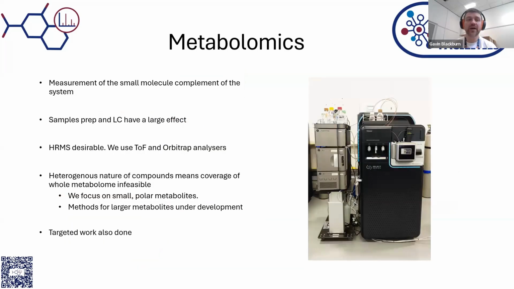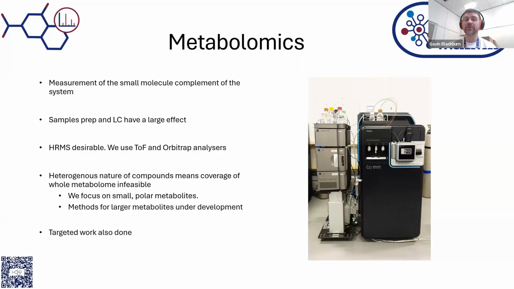For metabolomics, we are functionally trying to measure the small molecule complement of a system. Now, we can't develop a method that measures absolutely everything. There are vast ranges of different chemistry within metabolomics. And in a future webinar, I will go into more about what we do with metabolomics and what we cover and how we can do different analyses to satisfy different questions within biology. And sample prep, and also that liquid chromatography I've mentioned that sits before our mass spectrometers, can have a large effect on the metabolites that we see.